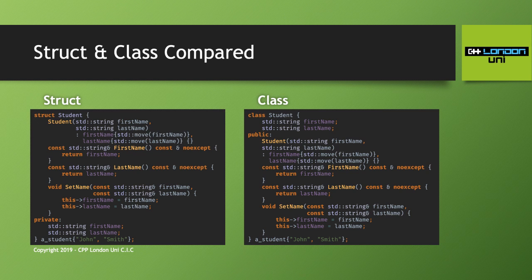So that's completely illegal. Now, if I gave it a different name, so I called this student 2 or something, so we had struct student and class student 2, then that would be slightly different.